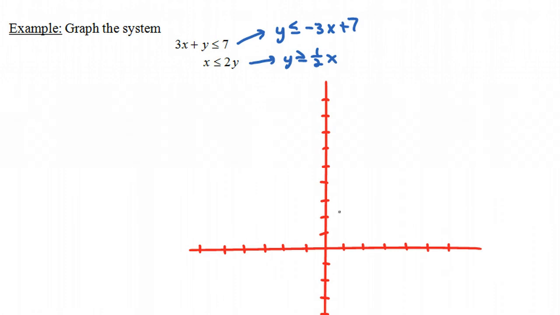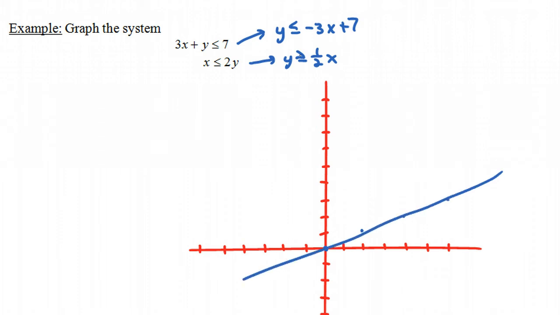Now, y is greater than or equal to 1/2 x. What does y equals 1/2 x look like? Notice the y-intercept would be 0, so it goes through the origin. And the slope is 1/2, meaning if you go to the right 2, you'll go up 1. If you run to the right 2 more again, you rise 1, go over 2 again, rise 1. So this right here is y equals 1/2 x.